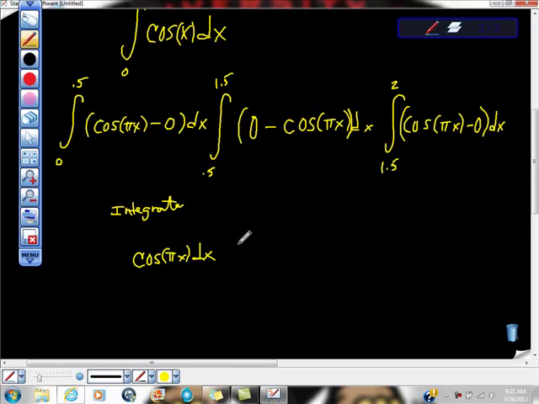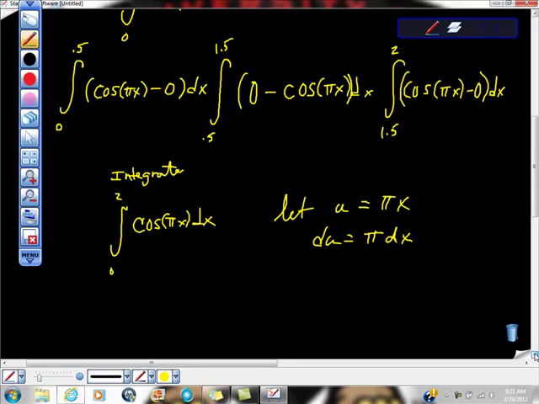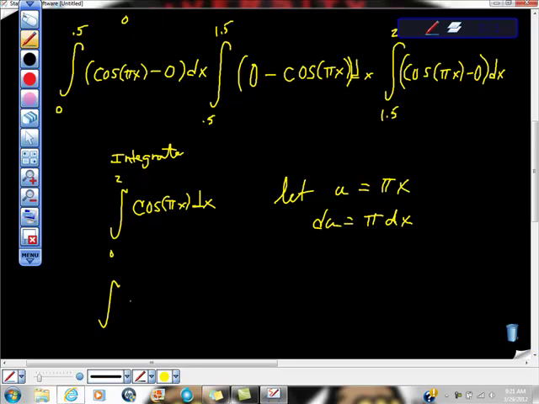So we have this function here, cosine of pi x dx, from 0 to 2. We have to be very careful about what this really means to us. So what I'm going to do here is let u equal pi x, du equals, the first derivative of pi x is pi, dx. Right now I have cosine of u dx.